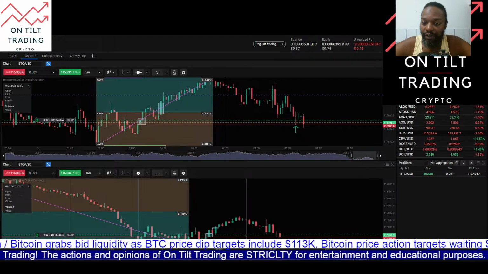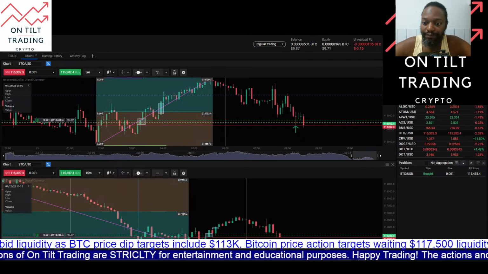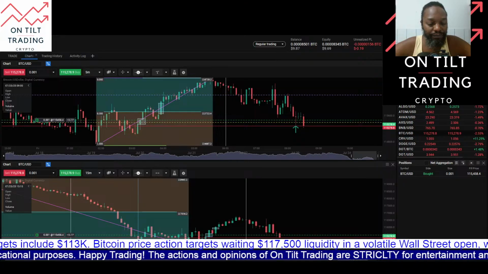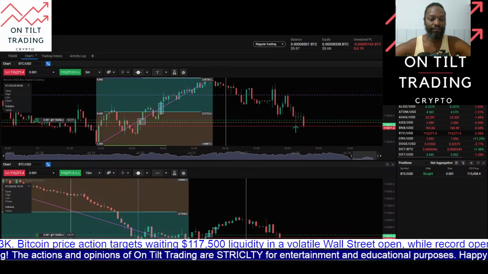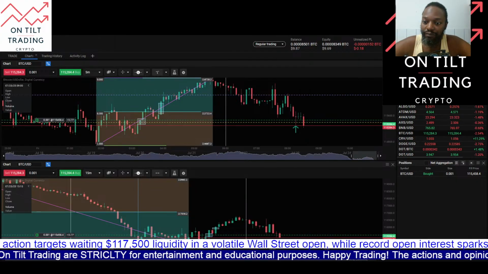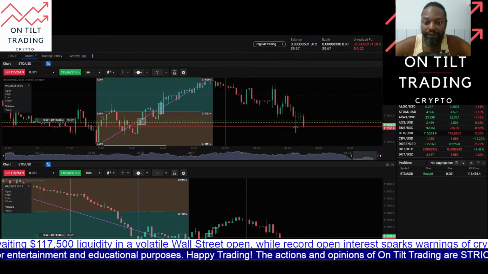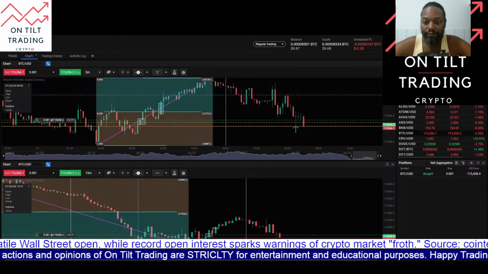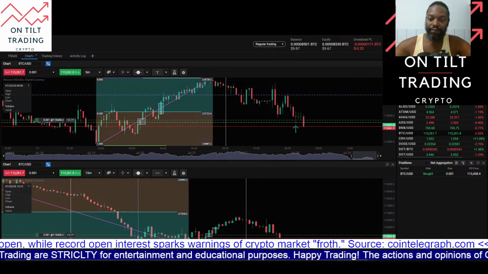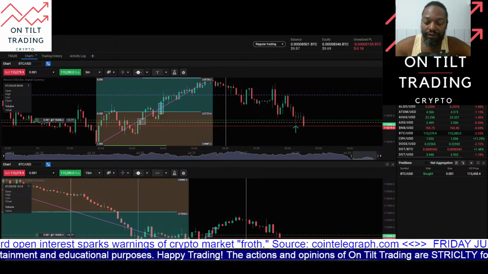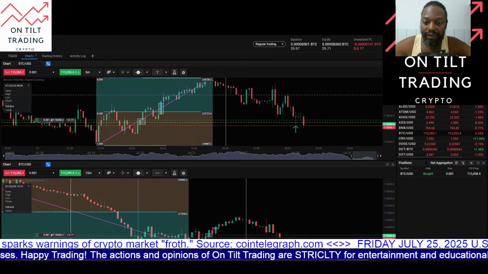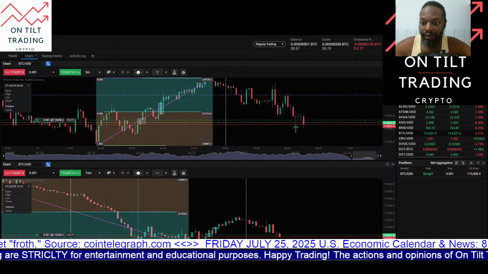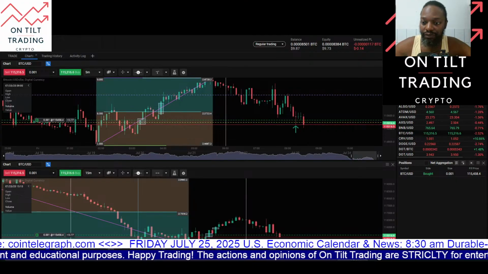Price trading back into the fair value gap area. 115,300. $115,250. Seeing the sell side delivery after price was having a very difficult time being delivered above this level, and now seeing an aggressive sell side delivery here. Getting some buy side delivery. 115,320.